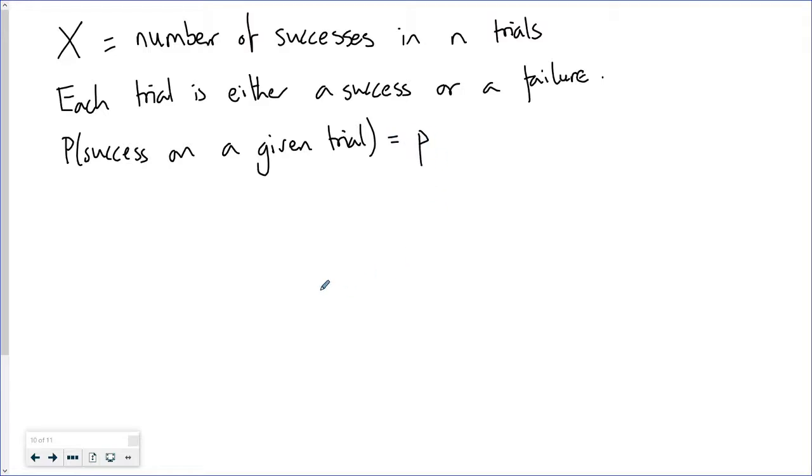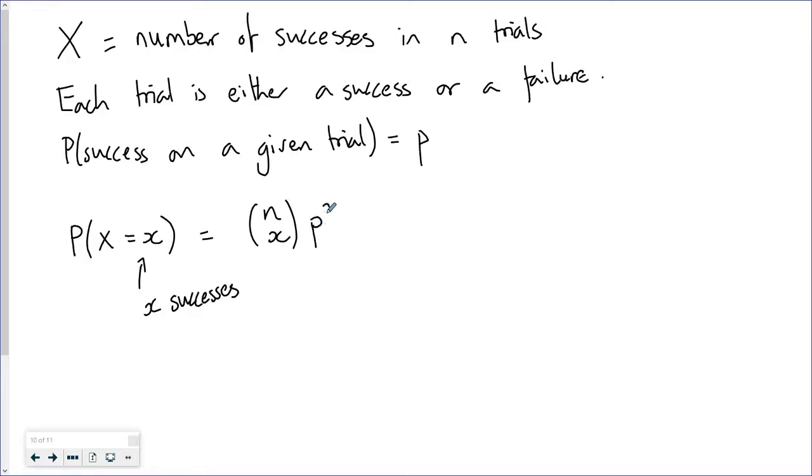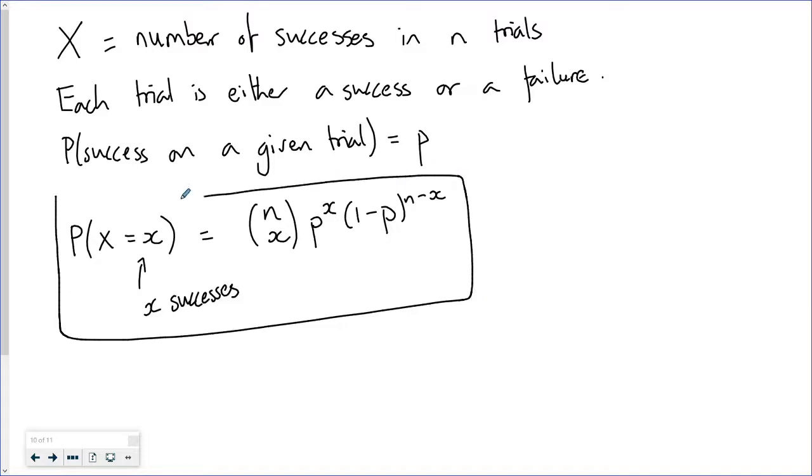is p. And we know that the probability of x being equal to little x number of successes, we worked that out in a previous video. That's n choose x, and then we're going to have p to the power of x and 1 minus p to the power of n minus x. And you actually get given this in your formula book. And you can watch the previous video to see where this formula comes from.